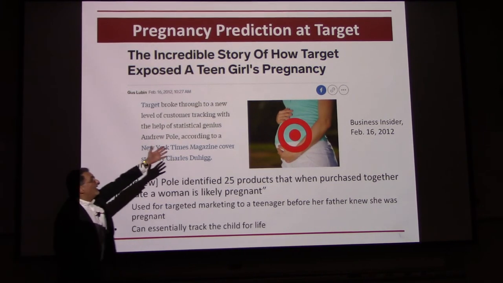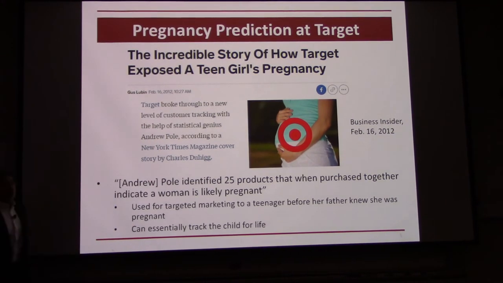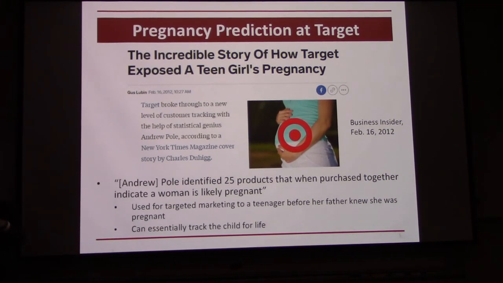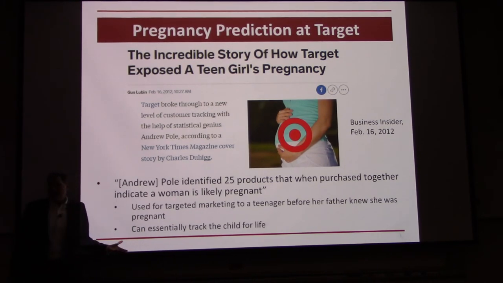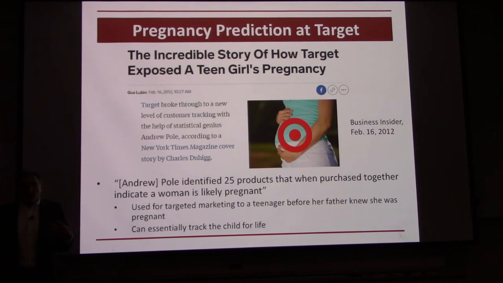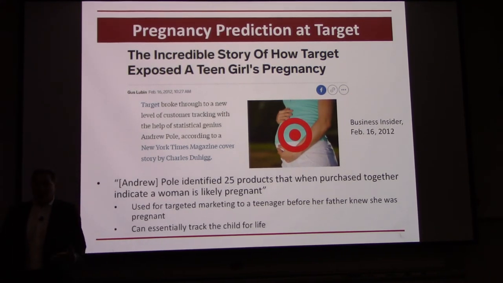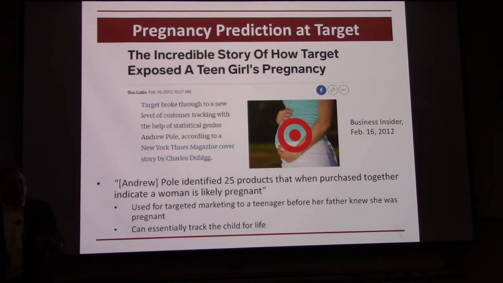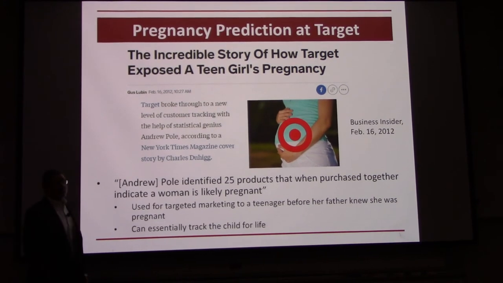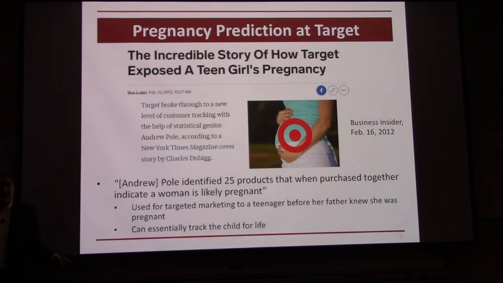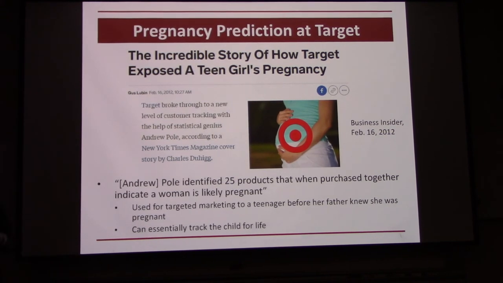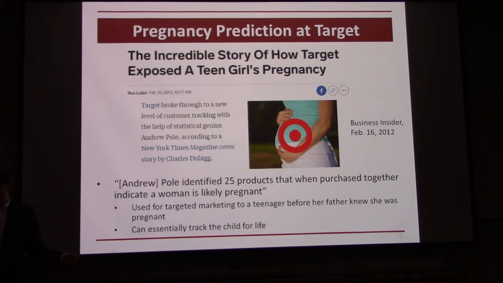So there's the story of a girl who Target determined was pregnant based on her purchase history and sent marketing information to her house about baby products. Her father sees this and goes to Target very angrily, wondering why Target is giving this information about baby products to his teenage daughter. Because then it turns out his teenage daughter told him after that that she was pregnant. Target had figured it out first.